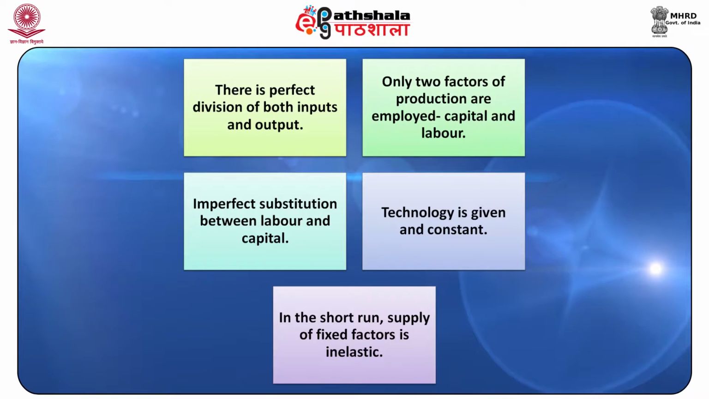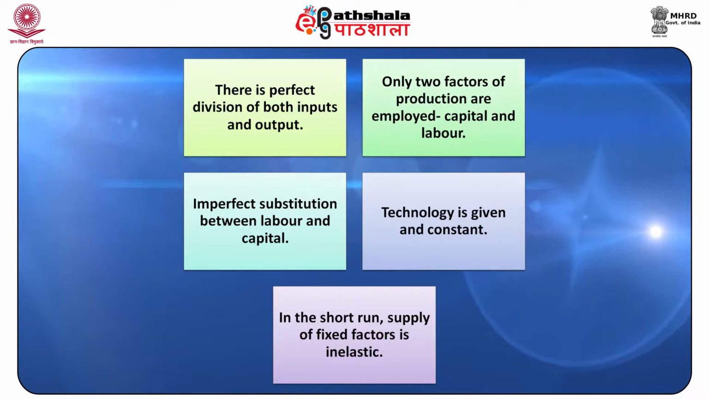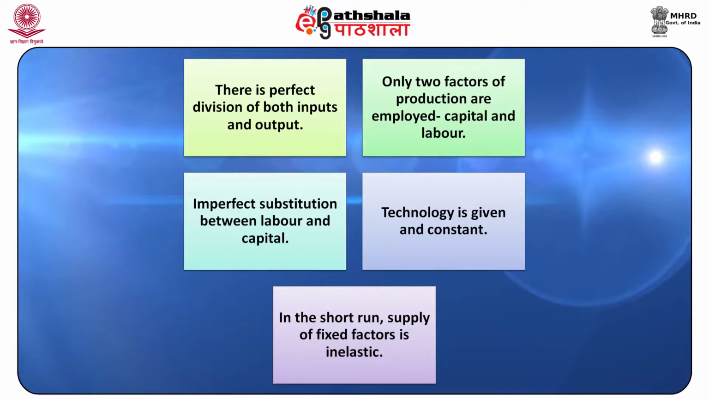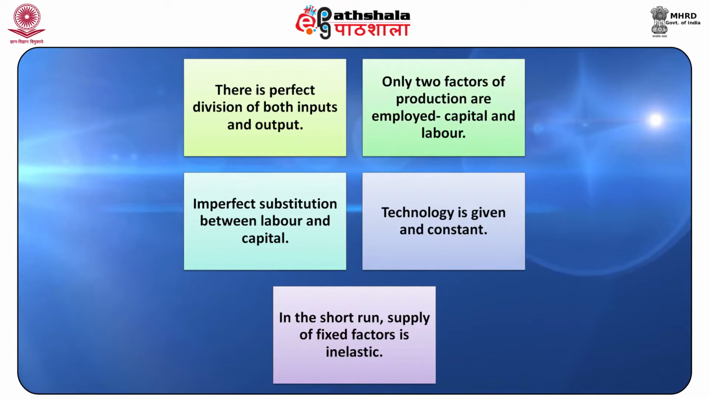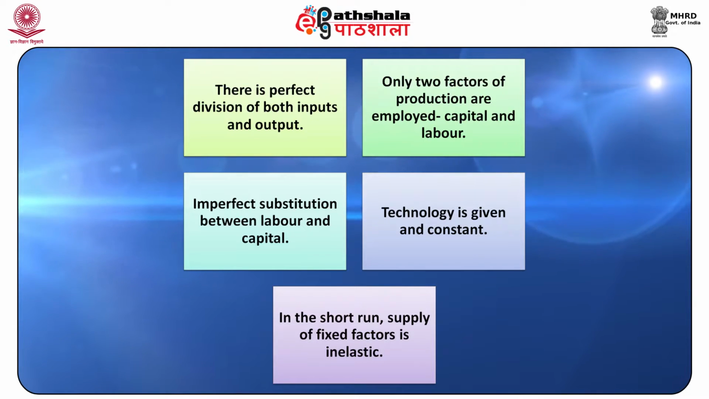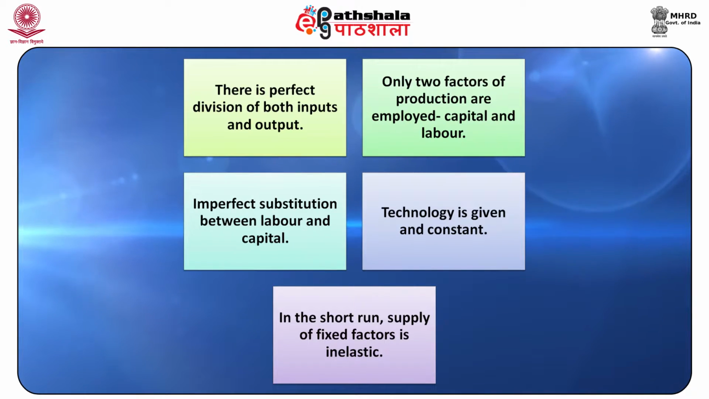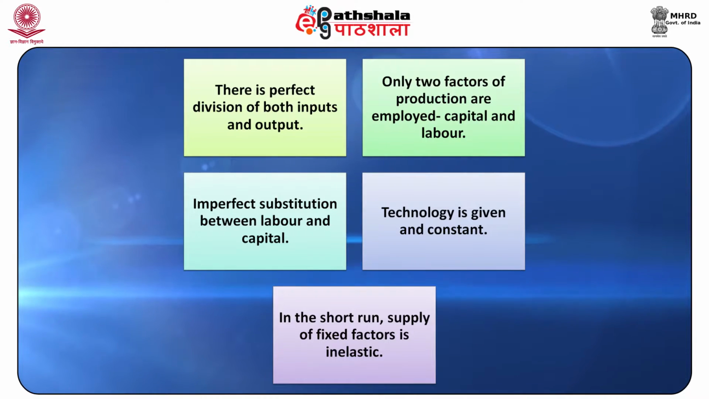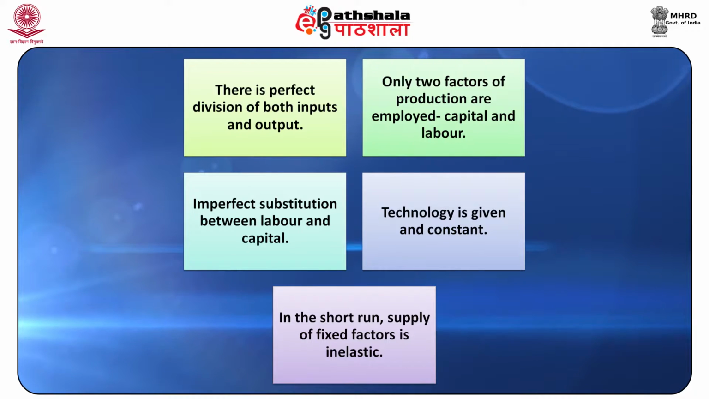The production function is based on some assumptions. These are: first, there is perfect divisibility of both inputs and output. Second, only two factors of production are employed, capital and labor. Third, imperfect substitution between labor and capital. Fourth, technology is given and constant. Fifth, in the short run, supply of fixed factors is inelastic. The production function will have to be changed if there is some change in these assumptions.